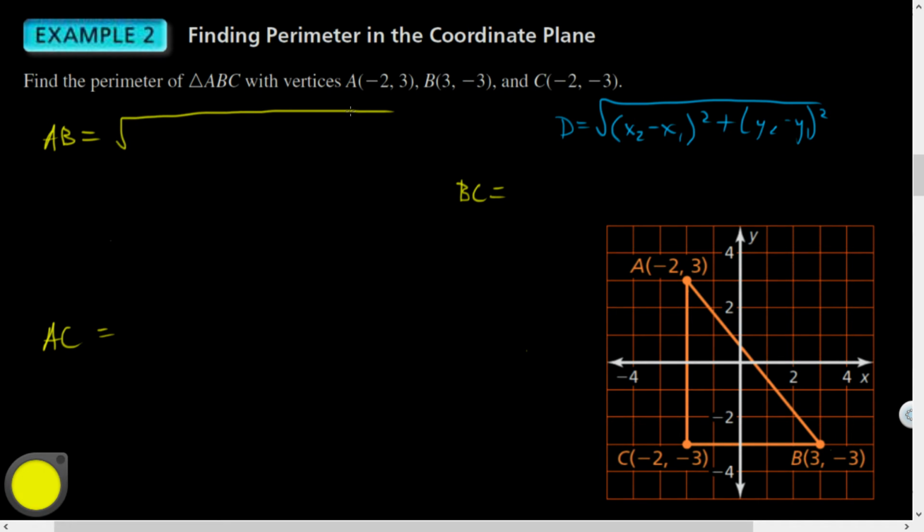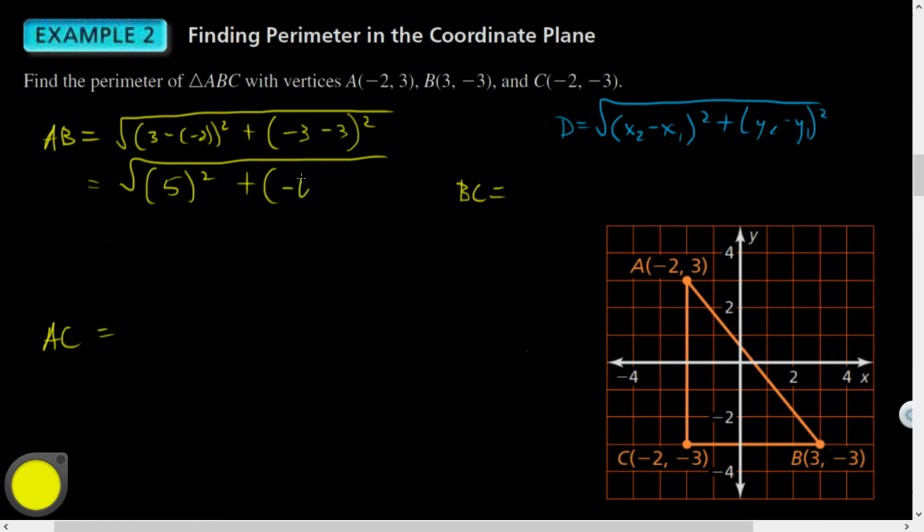So that's the square root of AB. That's going to be 3 minus -2 squared plus -3 minus 3, all squared, which is equal to 3 minus -2, 3 plus 2 is 5. And -3 minus 3 is more negative, it's -6. And I square those, and I'm going to get 25 plus 36.